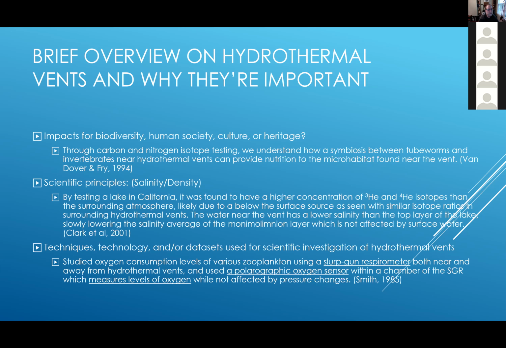due to this symbiotic relationship supporting the vent's habitat. Understanding these vents also supports our knowledge of understood scientific principles like ocean stratification by salinity and density. Technological developments have also advanced as our studies of hydrothermal vents have progressed, including developments in the measurement of oxygen levels by zooplankton and how that is affected by local water pressure at the depths of the vents. Next slide, please.